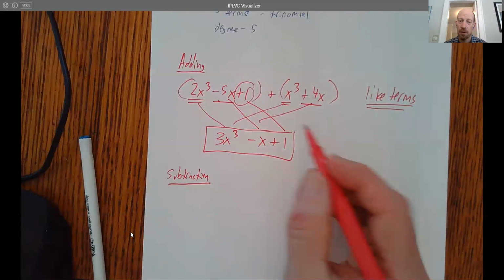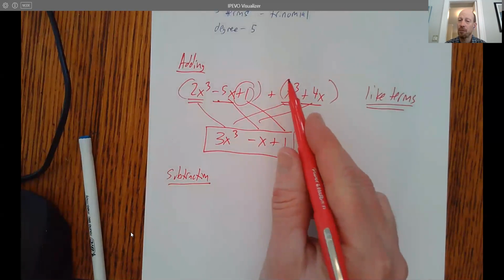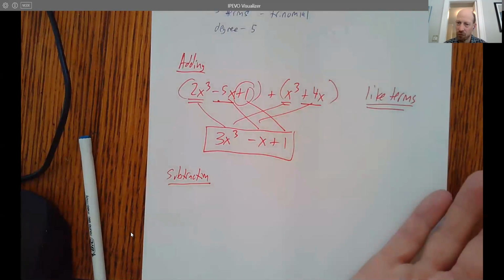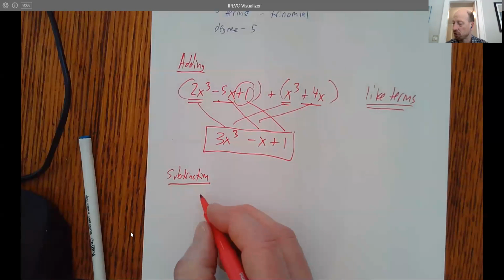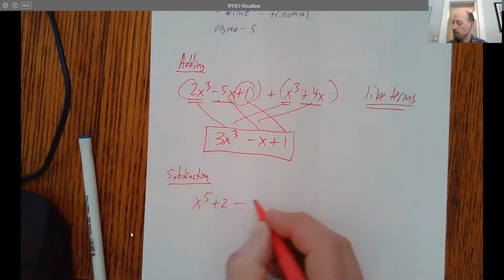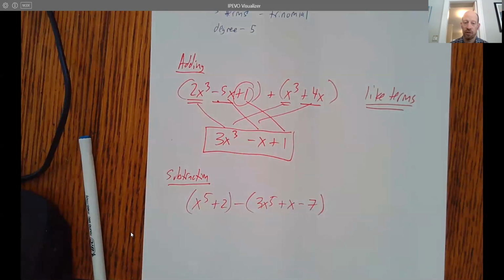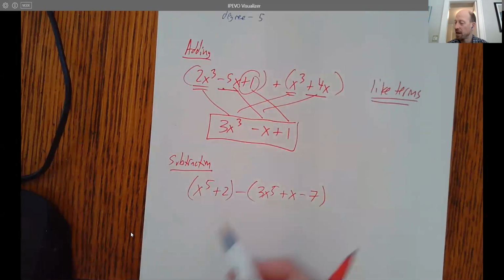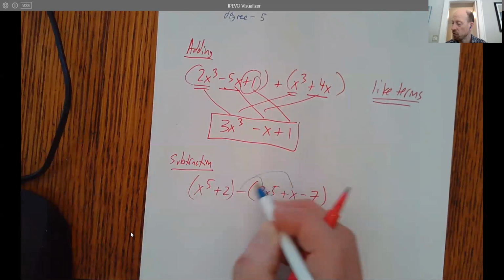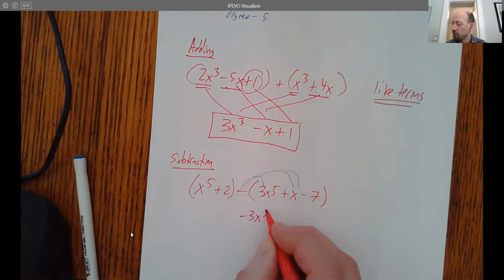Subtraction is very similar, but because you're subtracting potentially a couple terms, you have to remember to distribute that subtraction. So that's really, again, the main error there. X to the fifth plus 2 minus 3x to the fifth plus x minus 7. Right. So if I'm doing the subtraction problem, I am going to take a minute and just make sure that I distribute that subtraction to all three of those. Negative 3x to the fifth minus x and plus 7.